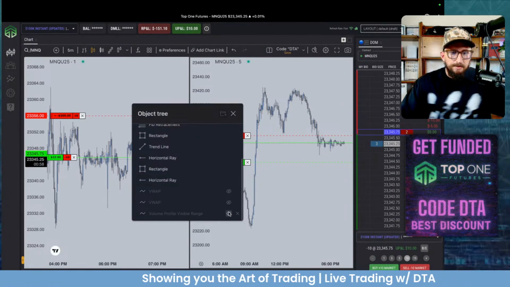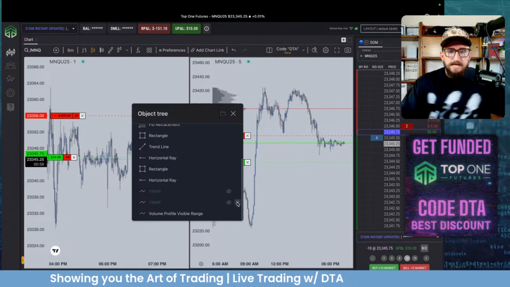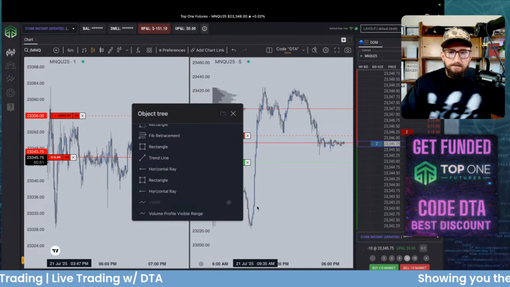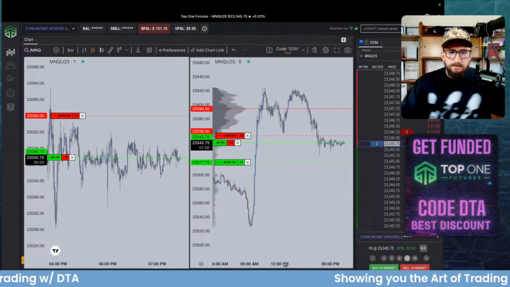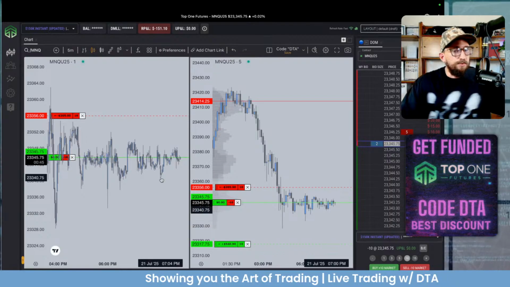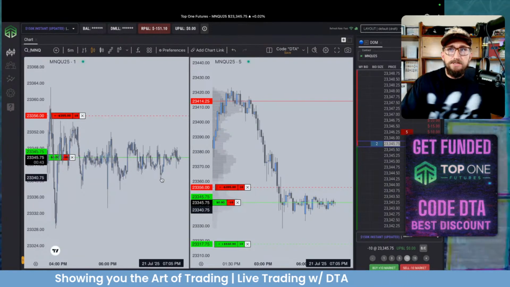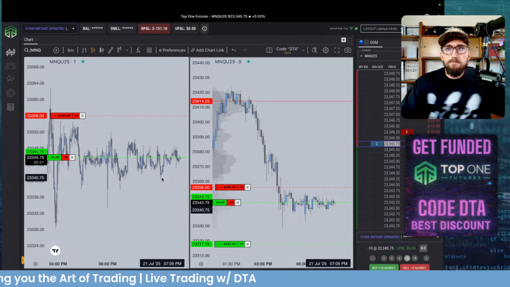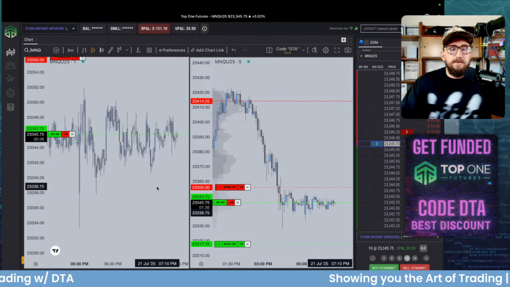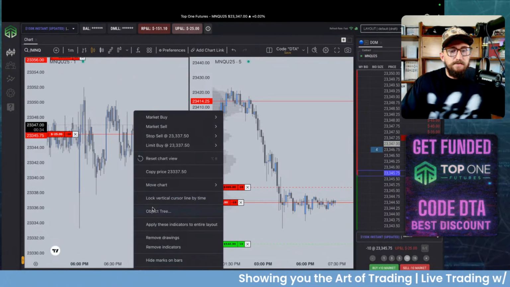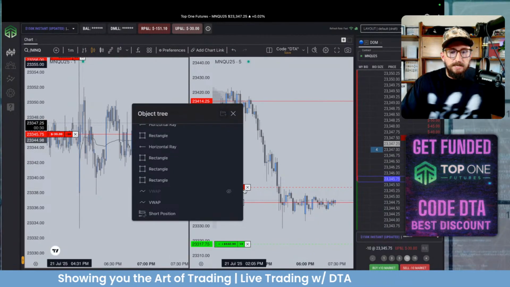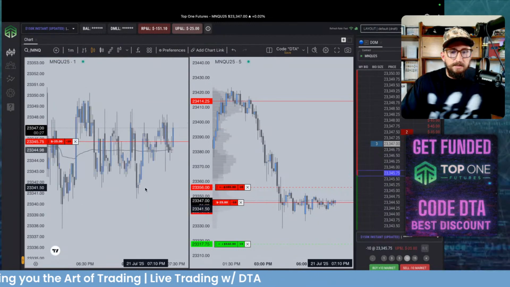And one thing you can always be doing is having just a variety of tools in your object tree. So if you're using Project X, whether you're trading on Top One, Blue Sky, Top Step, the futures desk, I don't know, there's a handful that use Project X. If you're using this platform, get object tree, you kind of tuck things away. You don't need them up all the time. I don't like having things up all the time personally.